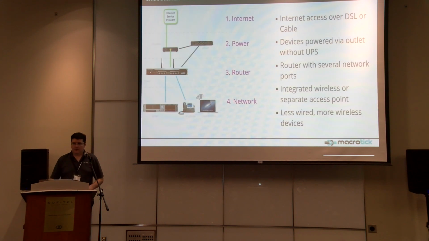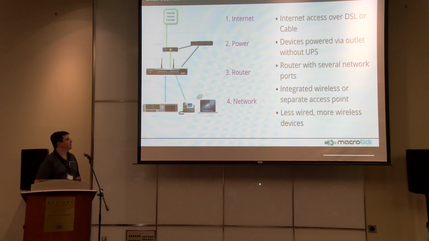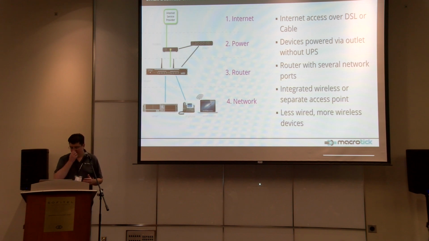If we look at a network diagram from a high-level view, I tried to make this slide not very busy. So I put in first, obviously, internet access. Typically it's provided by your internet service provider, being DSL, cable, or nowadays we see more and more fiber deployed, with the lower cost of fiber.